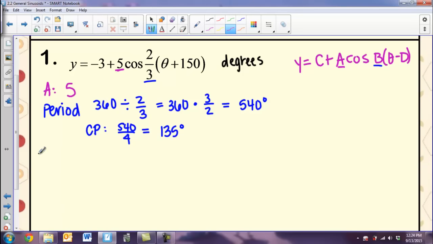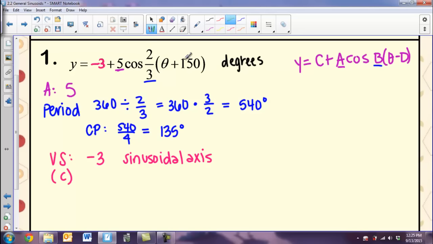So the first thing that you're going to do is your vertical shift, which is your C value, the one on the outside. So I see I have a -3 here for my C value, so my vertical shift is -3. This tells you that you're going to move your sinusoidal axis down to -3. And we'll graph it in a second.